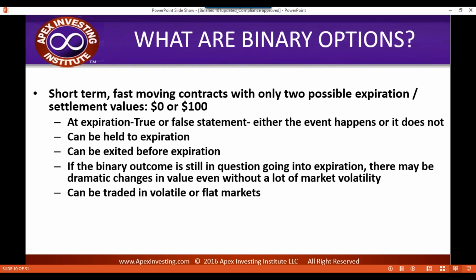Now, what are binary options? They're short-term, very fast-moving contracts with only two possibilities at expiration or settlement. All right, at expiration, at settlement, a binary is either worth 0 or it's worth 100. Okay, what is a binary? What does the word binary mean? It's yes or no, 0 or 1, true or false, right? At expiration, it's either a true or false statement. Either the event did happen or it did not happen.